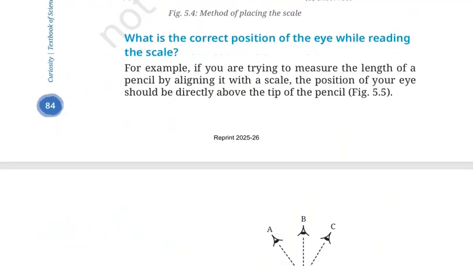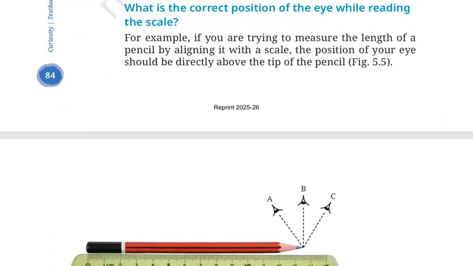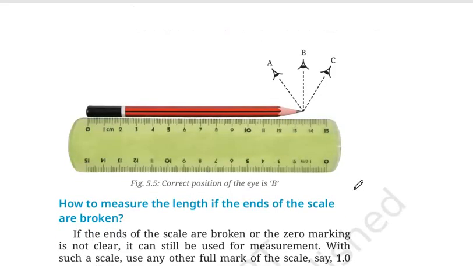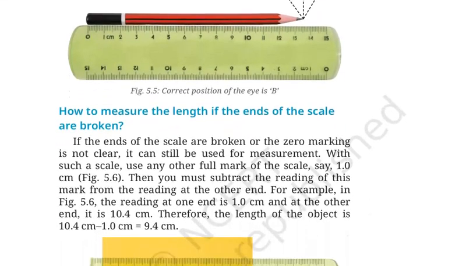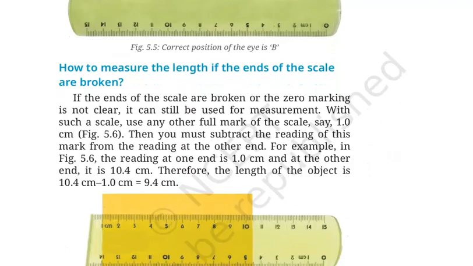Now, what is the correct position of the eye while reading the scale? For example, if you're trying to measure the length of a pencil by aligning it with a scale, the position of your eye should be directly above the tip of the pencil. So you see here, there are three positions. A and C are oblique, whereas B is directly above the tip of the pencil. So which one is the correct position? B.